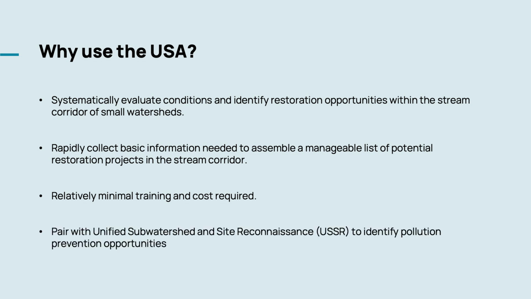There's also a sister assessment to the Unified Stream Assessment called the USSR, or Unified Subwatershed and Site Reconnaissance. This one is used outside of the stream corridor in more upland areas to look at pollution sources and restoration potential there. Together they give you a full picture of your subwatershed. But due to time constraints, we'll only be talking about the USA.